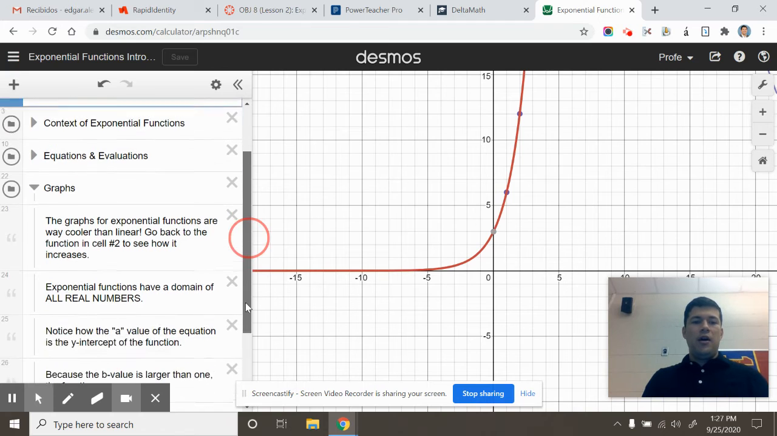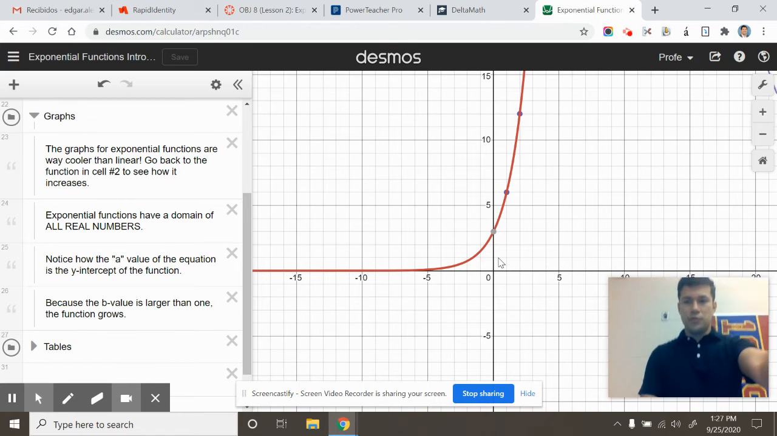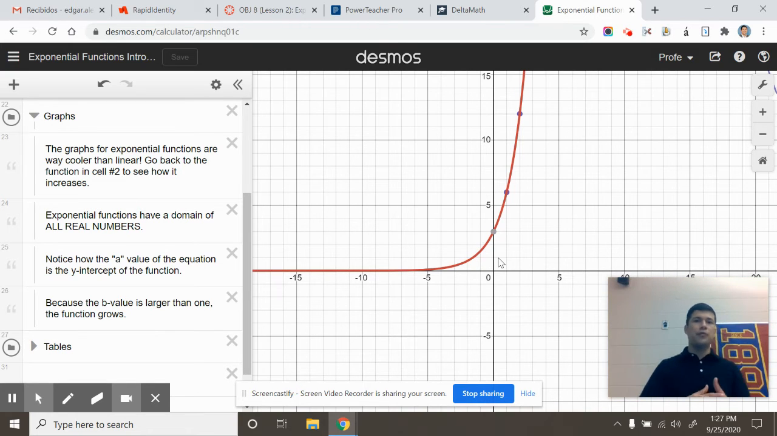Now another thing to know about the exponential function is the graph goes all the way to the left, all the way to the right, meaning that the domain is all real numbers. Again, the a value is your y-intercept, and the b basically determines if you're going to have exponential growth or exponential decay. So exponential growth, for example, is going to happen when your b value is larger than 1. And exponential decay is going to happen when you have a decimal b value or a fraction b value that is between 0 and 1.